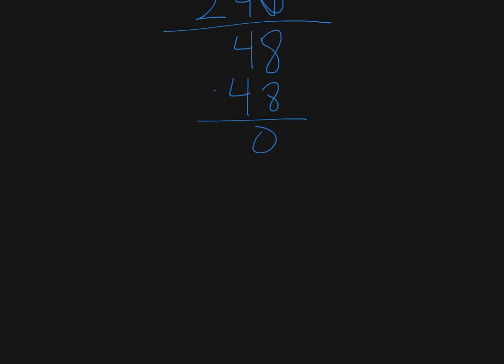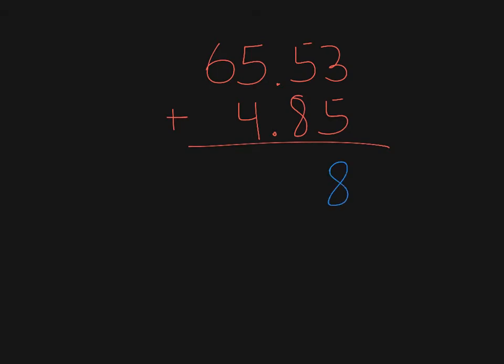On number 3, it's going to be find the sum. Let's write this vertically. 65 and 53 hundredths plus 4 and 85 hundredths. 3 plus 5 is 8. 8 plus 5 is 13. I carry my 1. Decimal can go straight down. 1 plus 5 is 6. 6 plus 4 is 10. Carry the 1. 1 plus 6 is 7. So my sum is 70 and 38 hundredths.